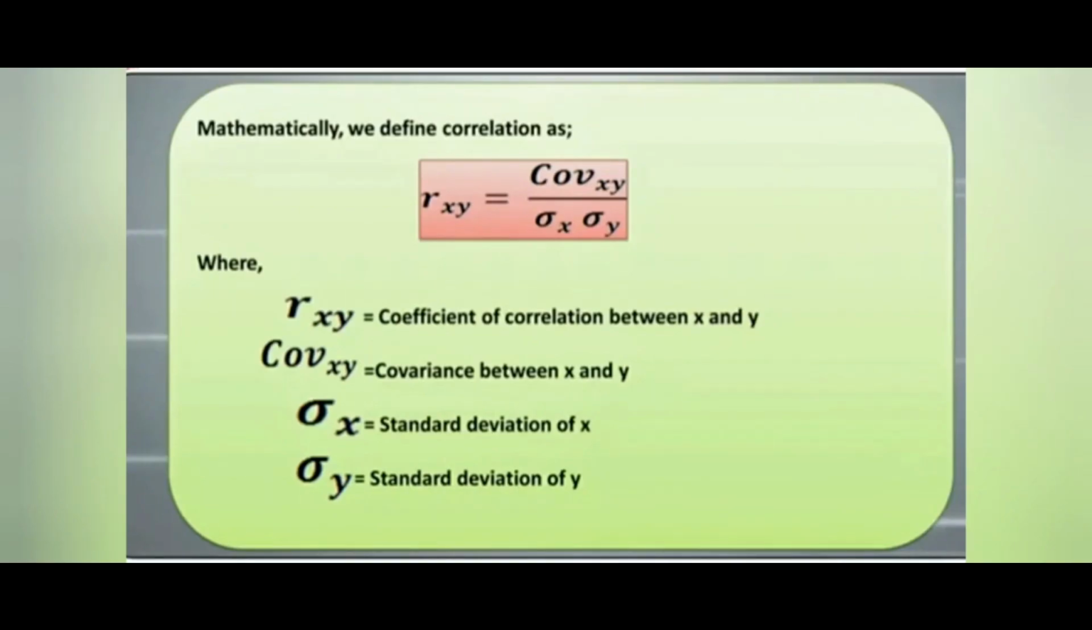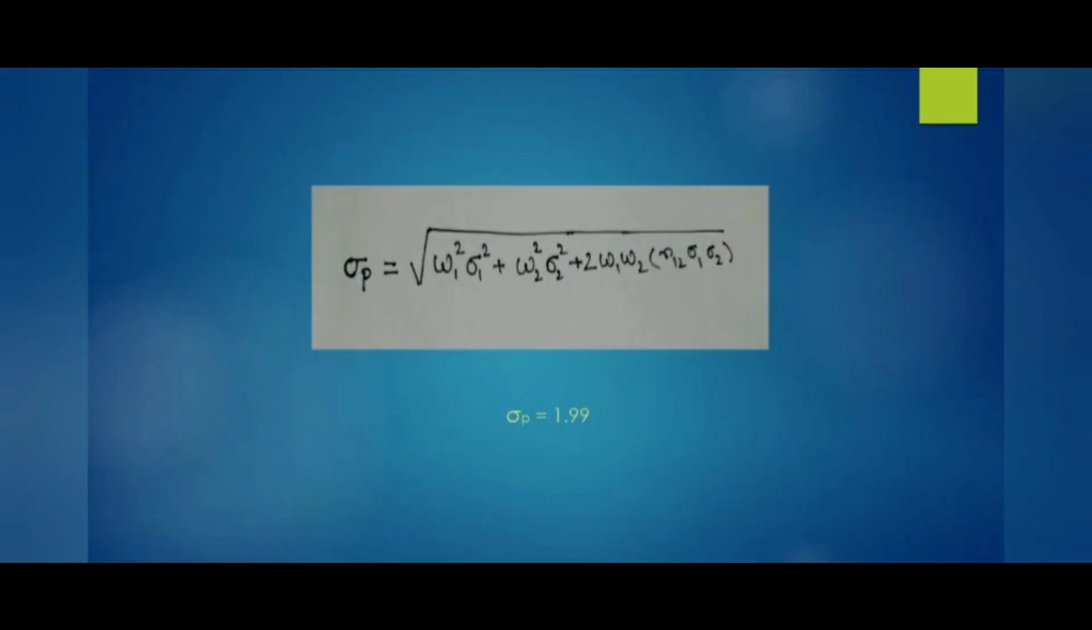Now that we know the value of covariance between X and Y, we will use the formula R of xy is equal to covariance of xy divided by sigma x into sigma y. So put in the values and we'll get the value for the correlation coefficient between x and y. Now that we have all the values required to use the formula for portfolio risk, we'll put in the values and find portfolio risk.